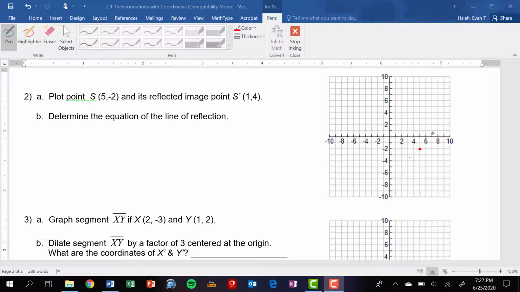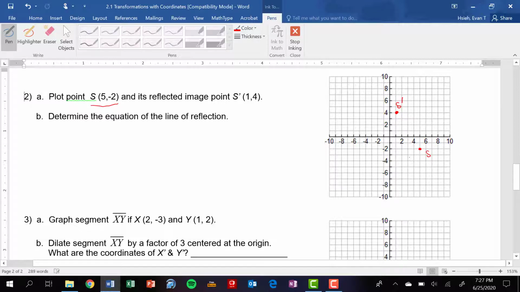The first problem here, you're supposed to graph this point, 5, -2, which is right there. And the second point is 1, 4, which is right there. That's S prime. And what we're supposed to do is we're trying to figure out the line of reflection. So basically, there's going to be a line that this point here reflects over to get to this point. And we know that this line is going to look something like this.